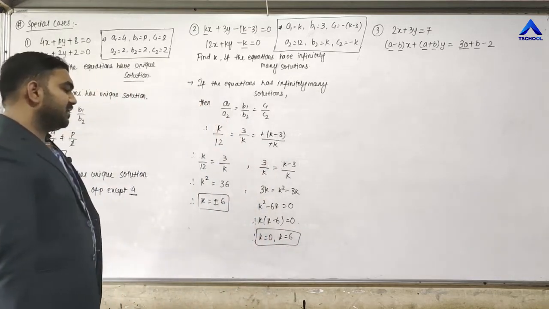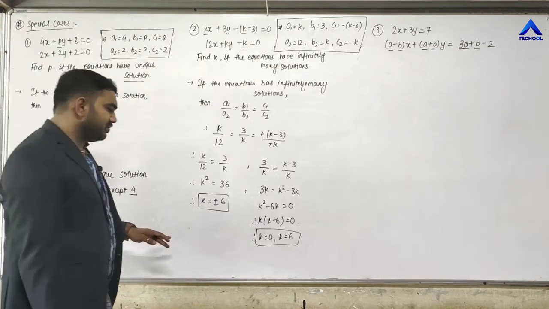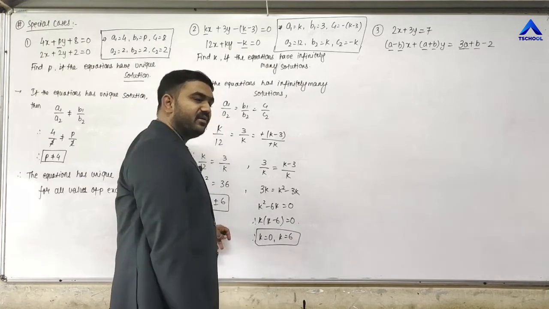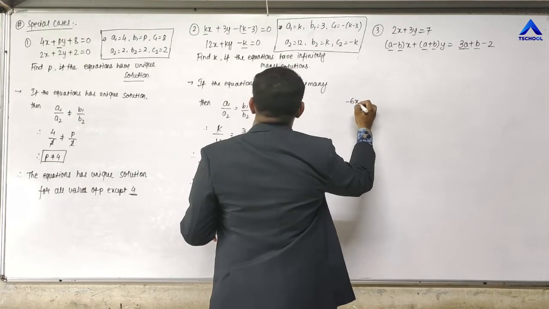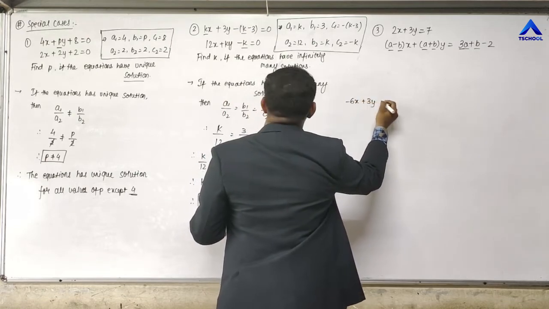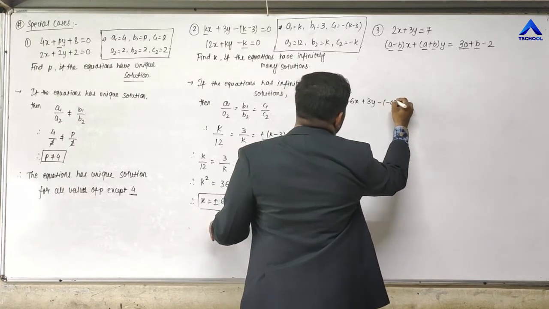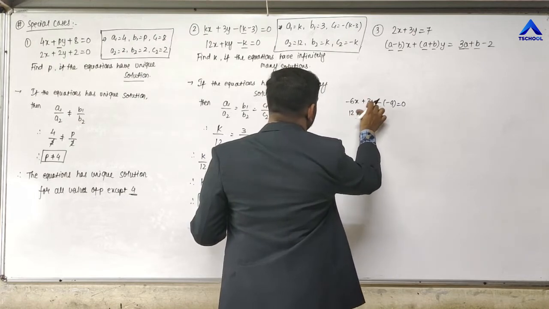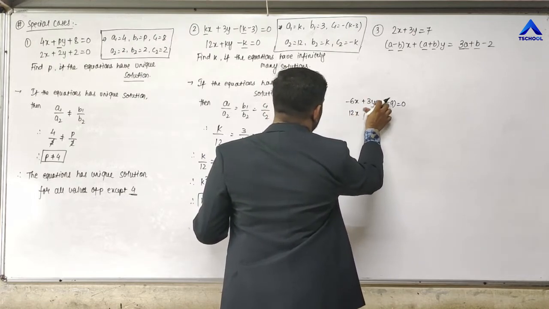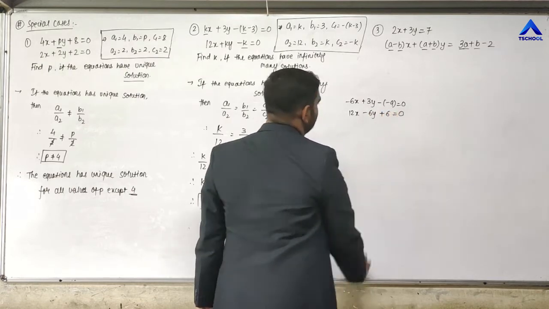So note that friends, here we got three values of k. Let us put it here in the equations so that we can get the perfect value of k. So if I put k equals to minus 6, what will be this? Minus 6x plus 3y minus 9 equal to 0 and 12x minus 6y plus 6 equal to 0.